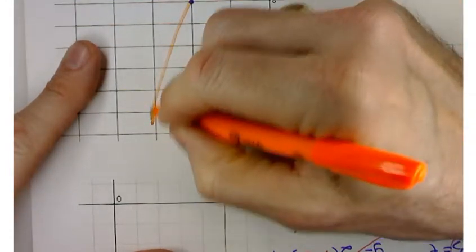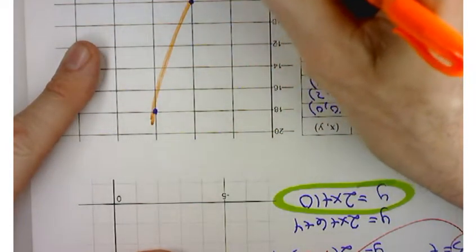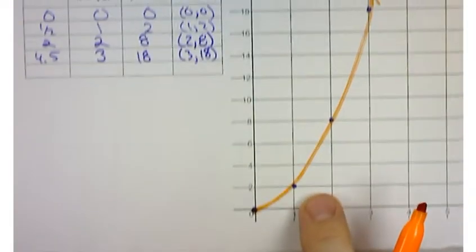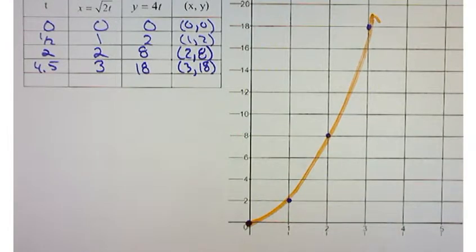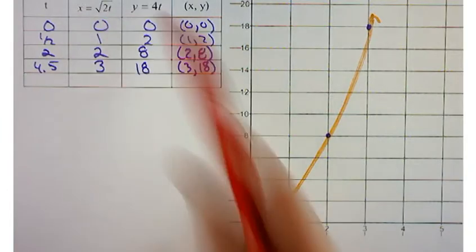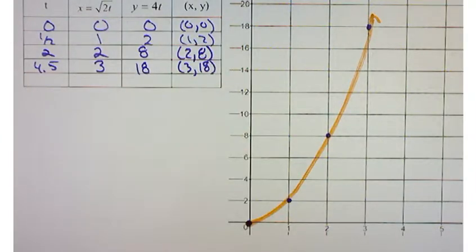That's not a bad guess. And I heard a couple guesses. The one that's correct would be a parabola. Looks like a little bit of a parabola. But let's establish that by getting rid of the t and actually forming an equation in this case.